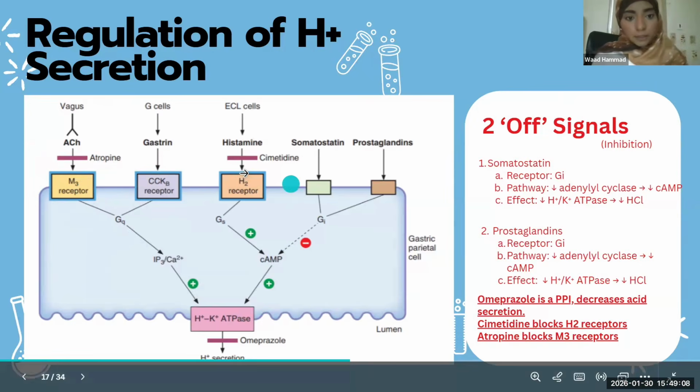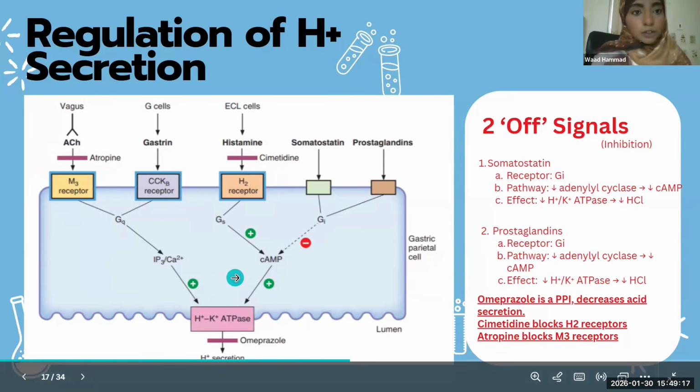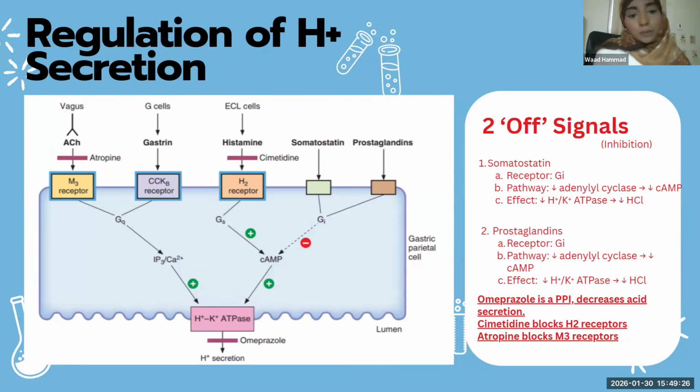Same thing with cimetidine. It's a histamine blocker, so it blocks the H2 receptor so that we can have less GS, less cyclic AMP, and there's less histamine to stimulate the parietal cells. And then last but not least, we have omeprazole, which is a proton pump inhibitor. And its name is basically what it is. It's a proton pump inhibitor.